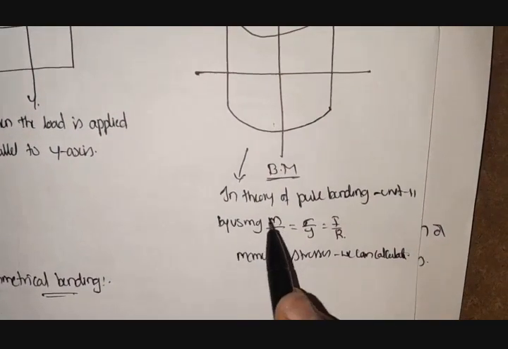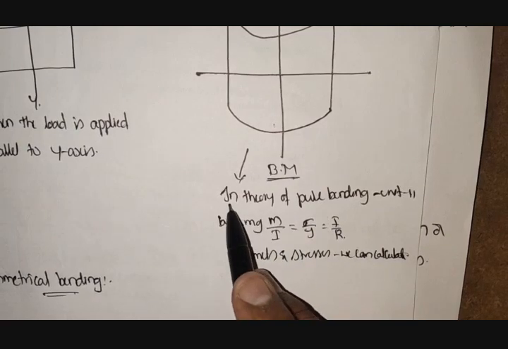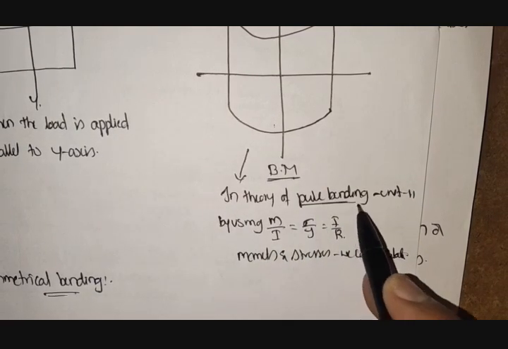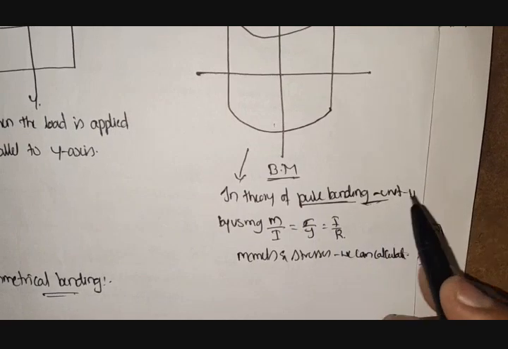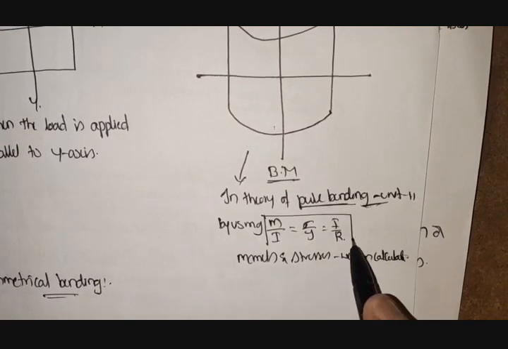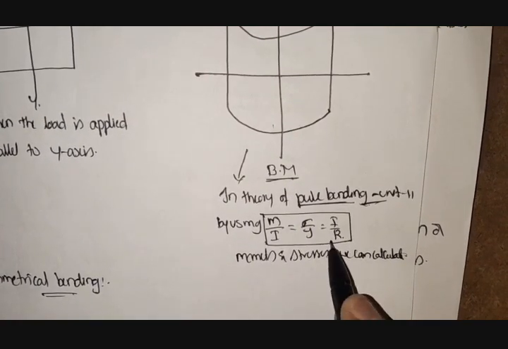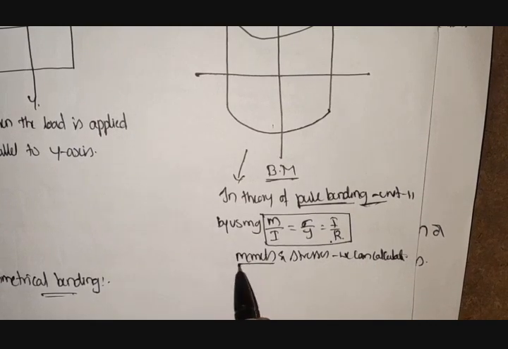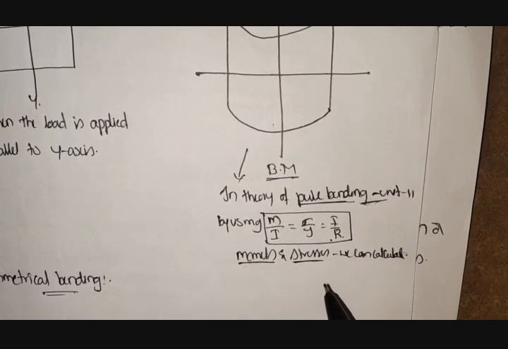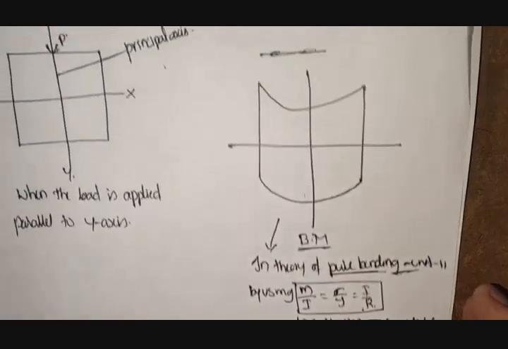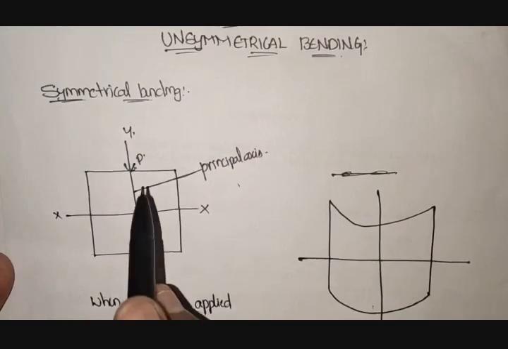And this theory, the pure bending theory, pure bending of column, we have discussed in Unit 2. So by using this equation, M by I is equal to sigma by y is equal to E by R, we can calculate the moments and stresses. So this is symmetrical bending.